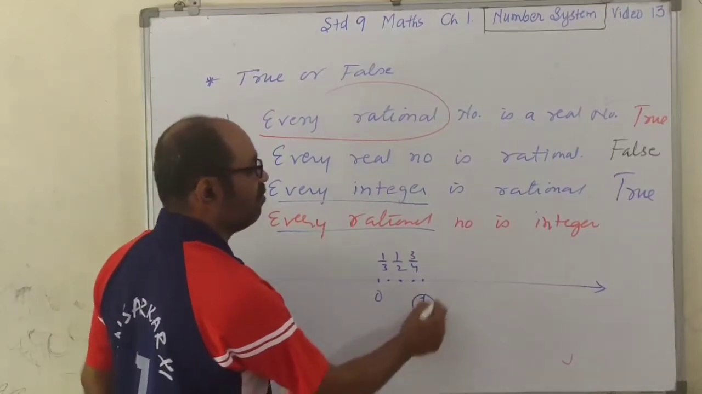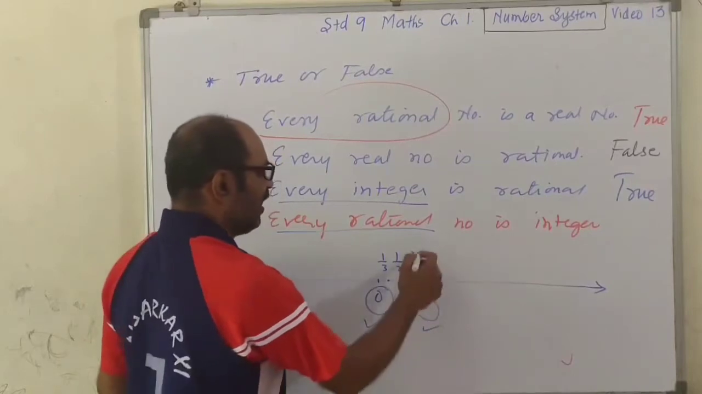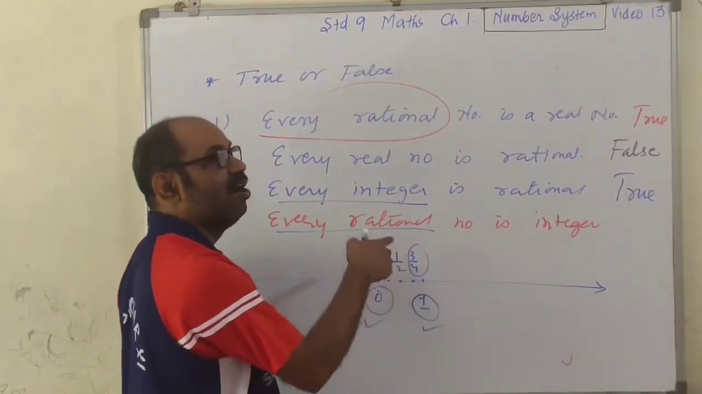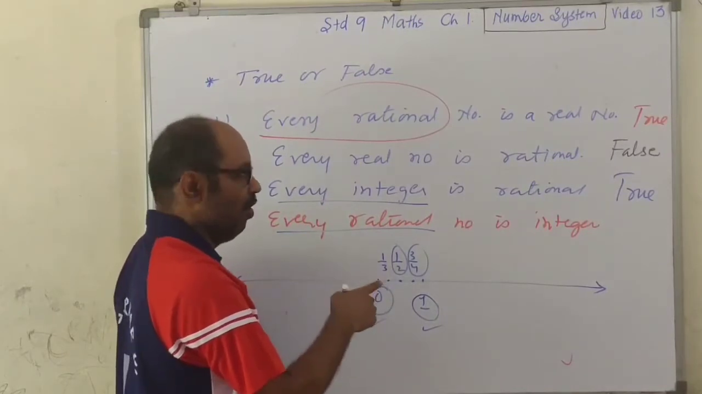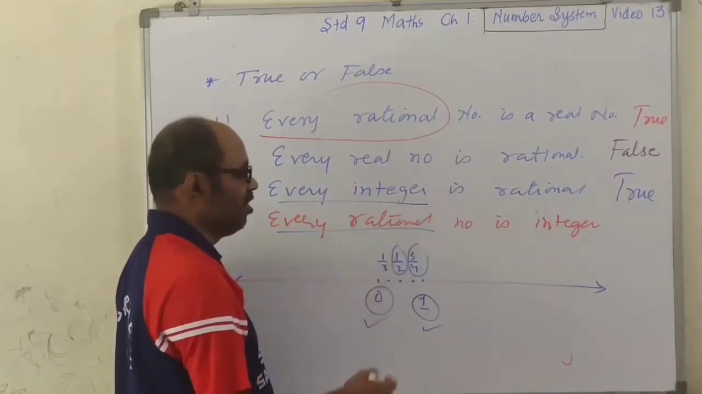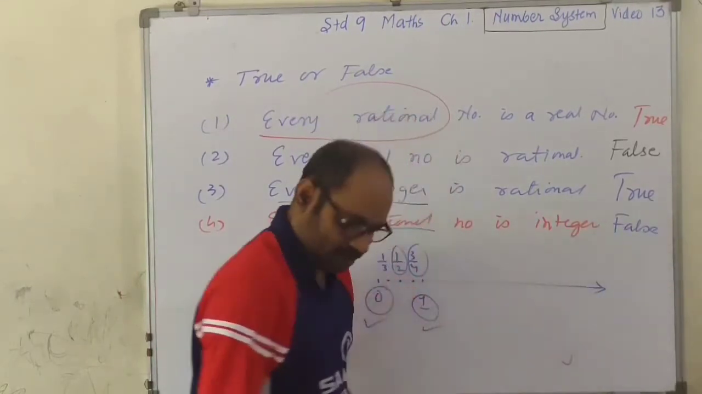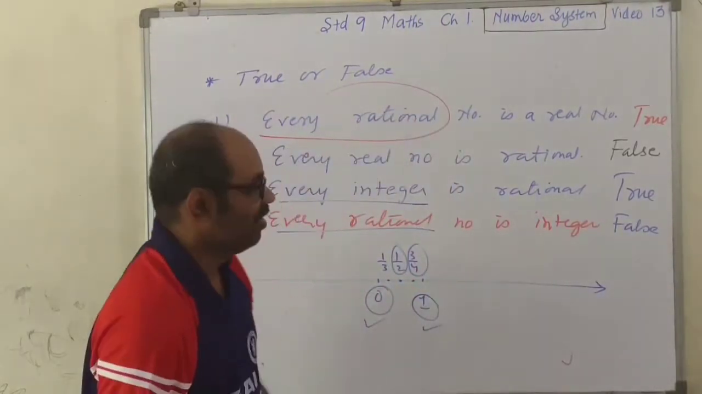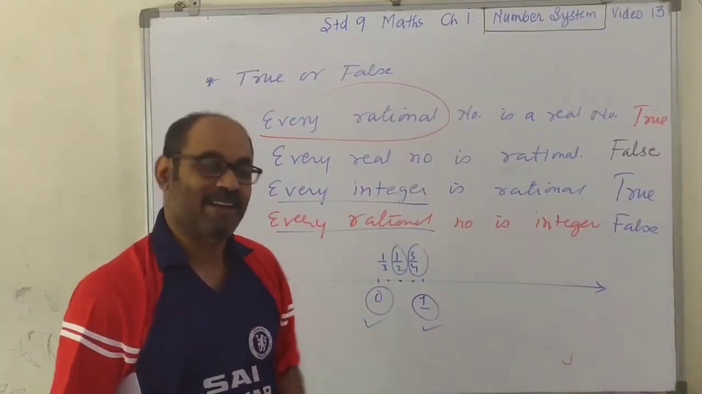Can you say this rational number is an integer? Yes. Can you say this rational number is an integer? Yes. Can you say this rational number is an integer? No. Can you say this rational number is an integer? No. So every rational number is not an integer. Alright, so this statement is false. Now if you have found this difficult, I have got one trick. Let me show you.